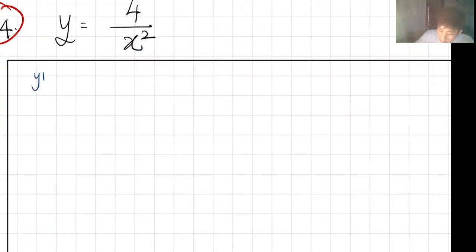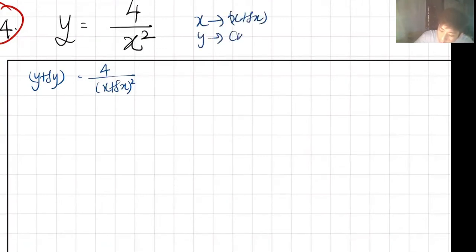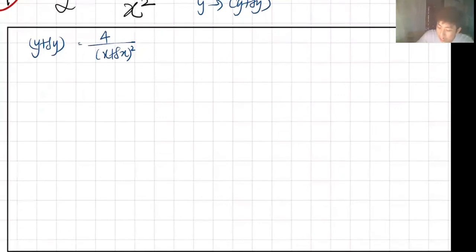What you do is y plus delta y in the bracket is equal to 4 divided by x plus delta x squared. Basically, replace x with x plus delta x in the bracket and replace y with y plus delta y in the bracket. Once you have done that, as I said, expand the right hand side first. y plus delta y is equal to 4 divided by, expand it, you have x squared plus 2x delta x plus delta x squared.